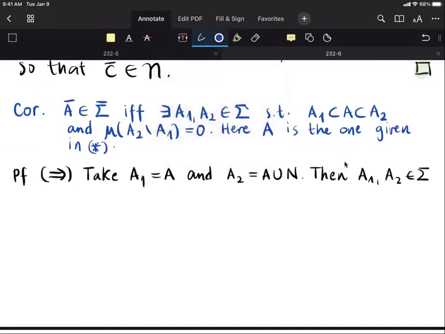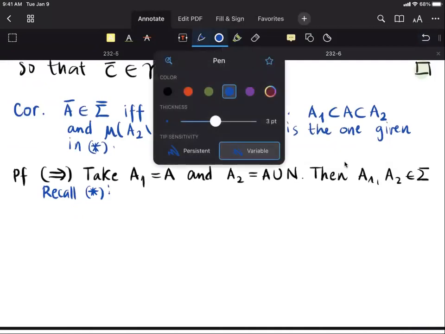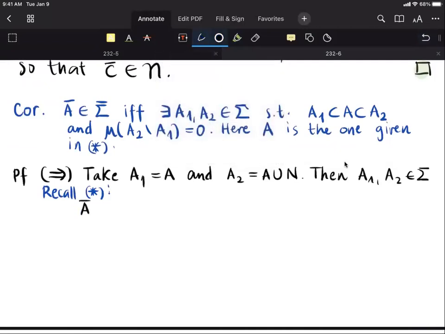Okay, so it's nice to recall here what star is. A bar is equal to A union B, B is a subset of N, N is a null set, and A and N are in sigma.